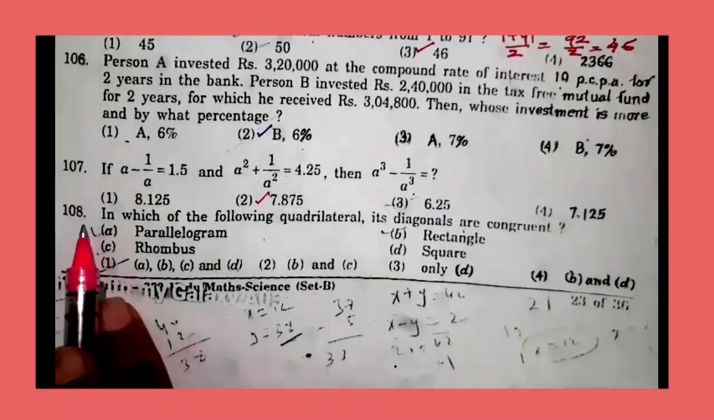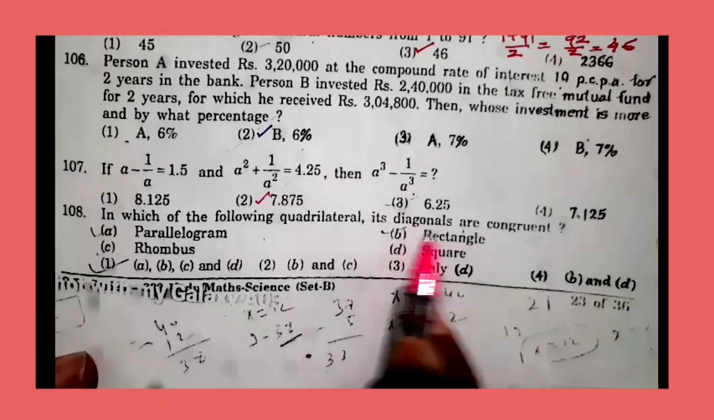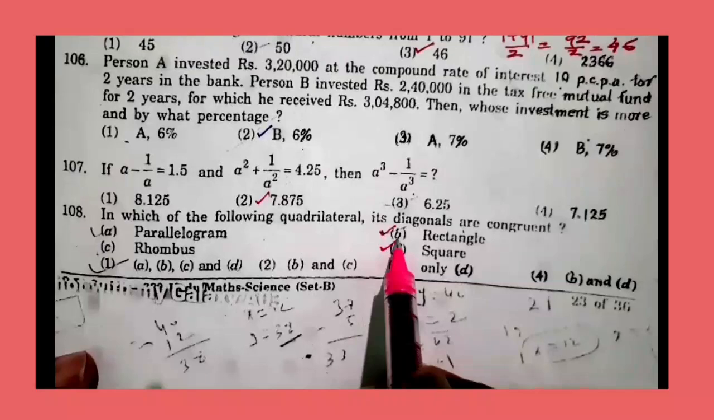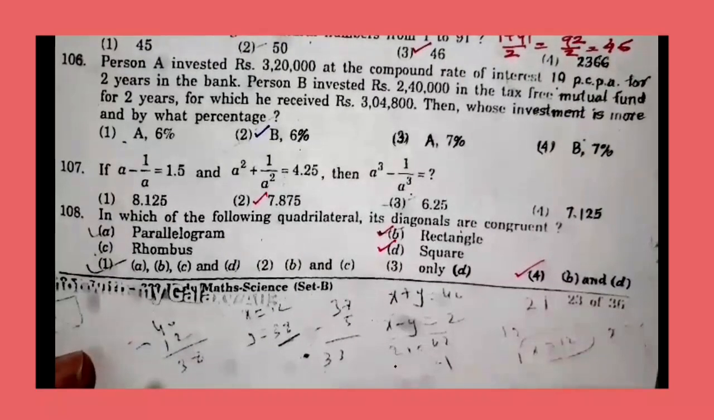Question 108. The quadrilateral whose all angles are equal, that is right angle, and its diagonals are congruent. Our answer is rectangle and square. So our answer is 4 number, B and D.